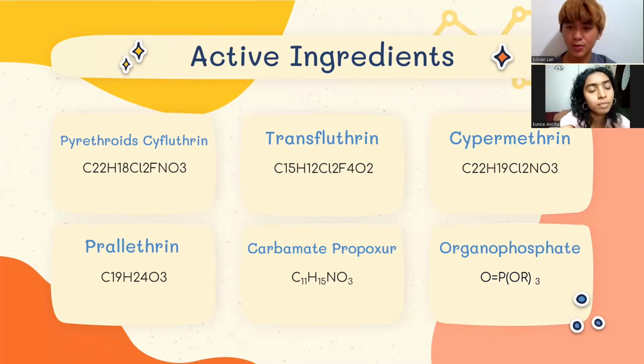These are the common compositions, or the common active ingredients, that can be found in most bug sprays and most insect repellents. They are pyrethroid, cypermethrin, transfluthrin, pyrethrin, carbamate, propoxur, and organophosphate.